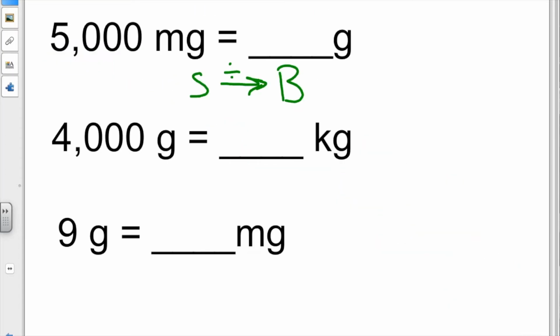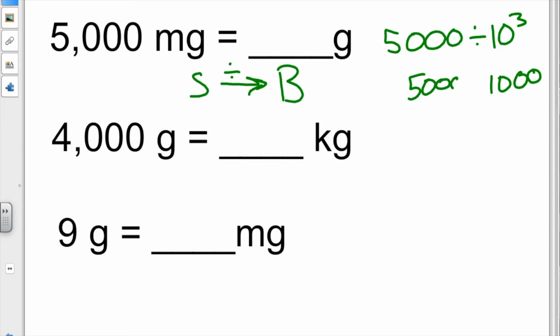So for this problem, we have 5,000 divided by 10 to the third. And that'll give us our amount of grams. How much is 10 to the third, boys and girls? Yes, 10 to the third is just 1,000. So we have 5,000 divided by 1,000. Well, that's pretty simple. 5,000 divided by 1,000 is 5 grams.